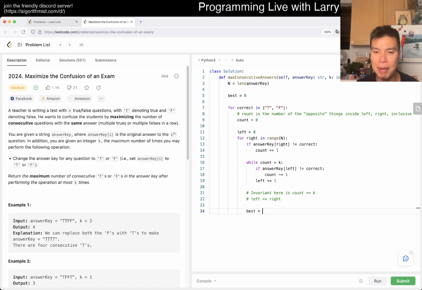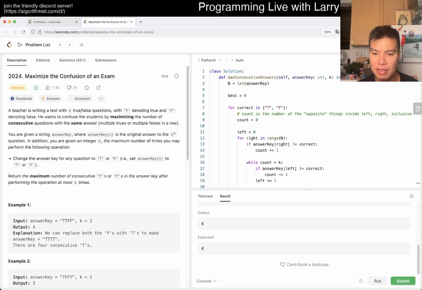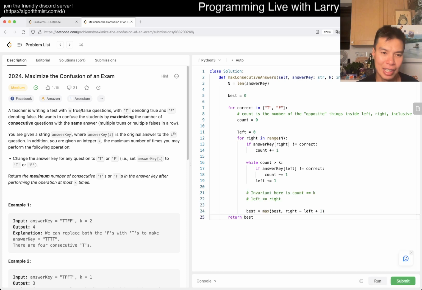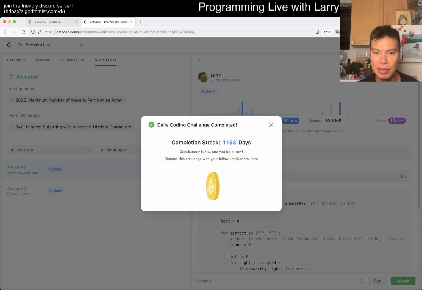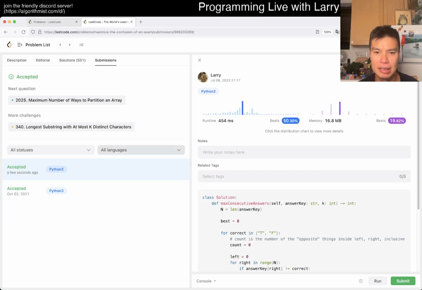But yeah, and then now best is equal to max of best, again, right minus left plus one. And then we can just return best afterwards. Looks okay. So let's give it a submit. Hopefully I didn't have a typo or anything. And there we go, 1193 day streak.